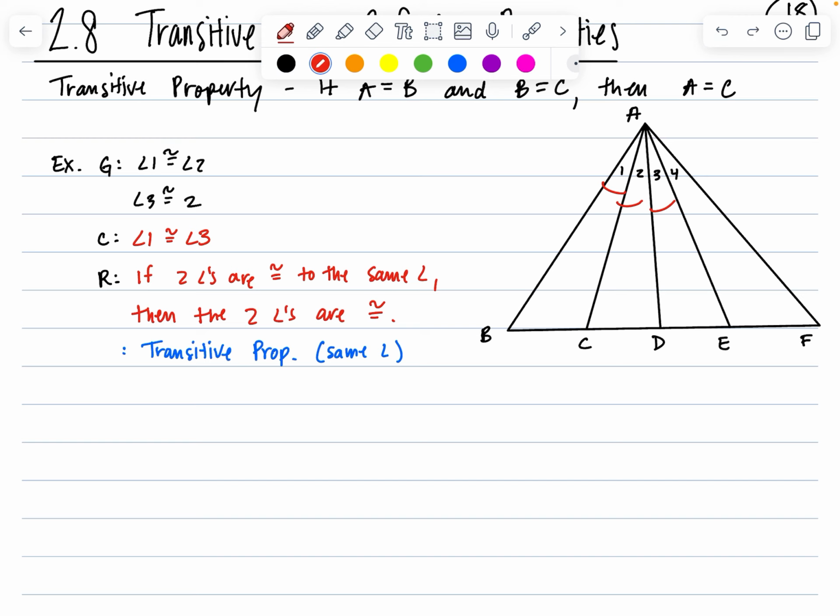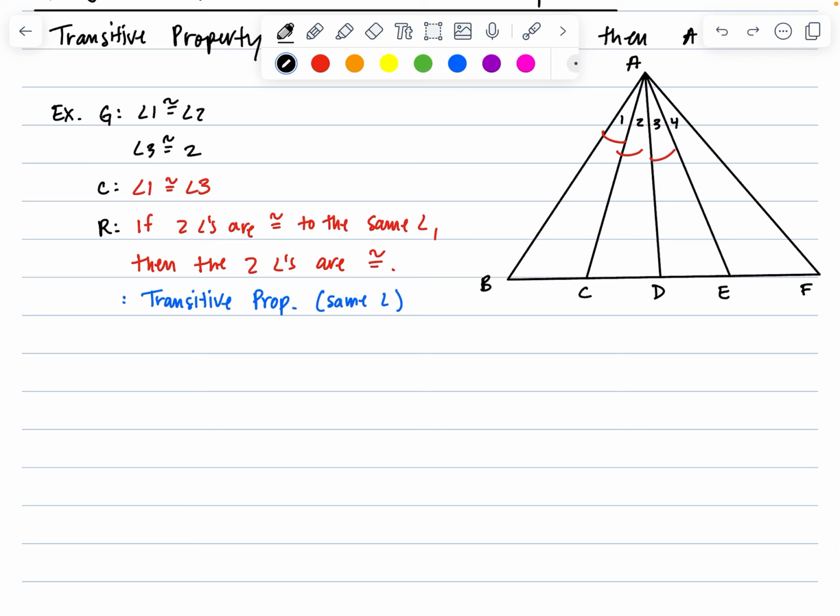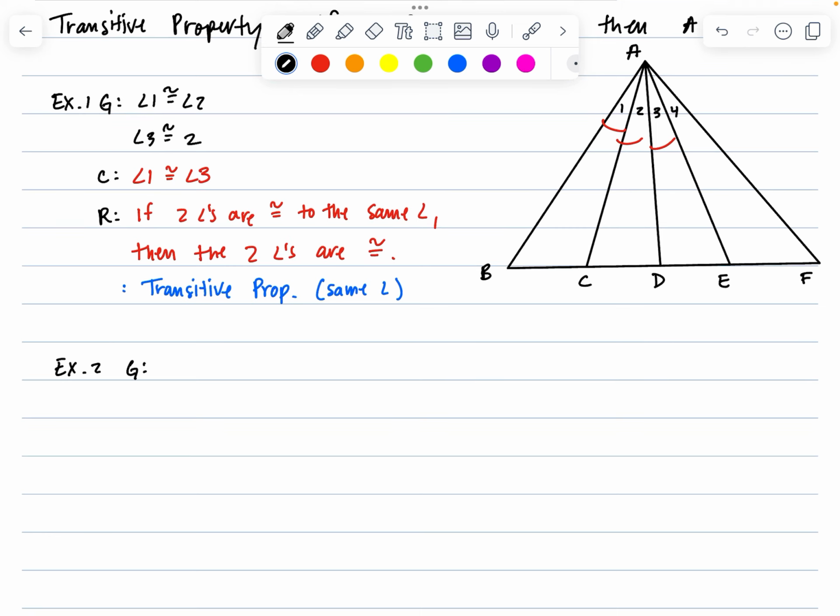Actually, no. Let's do another one. Let's say, for instance, example 2. Well, we didn't put a 1 here, but it's okay. Example 2. Given, let's say BC is congruent to CD. We could also given EF is congruent to BC. And let's do one more. Let's do DE is congruent to EF.